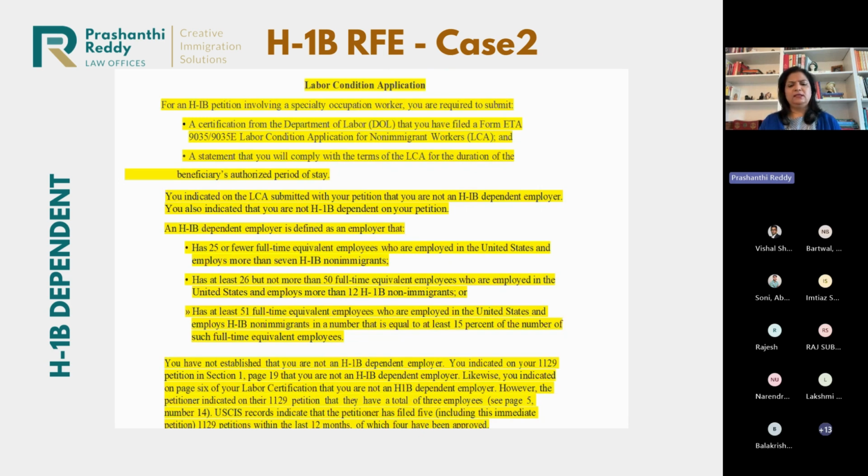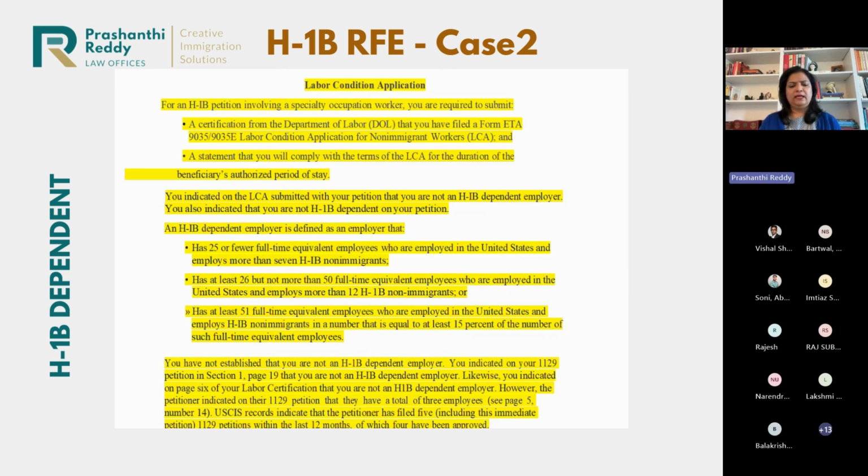Now, in this particular case, there was only one employee, and we said that the person was not H-1B dependent. But USCIS is saying, this is the last paragraph, that you have not established that you are not an H-1B dependent employer. You indicated on your I-129 petition, page 19, that you're not H-1B dependent. Likewise, you indicated on page 6 of your LCA that you are not H-1B dependent. However, petitioner indicated on their I-129 petition that they have a total of 3 employees.